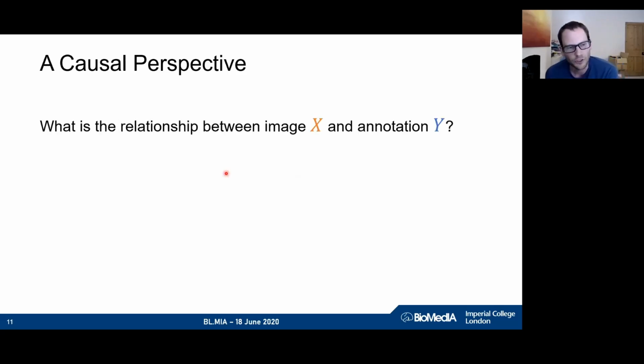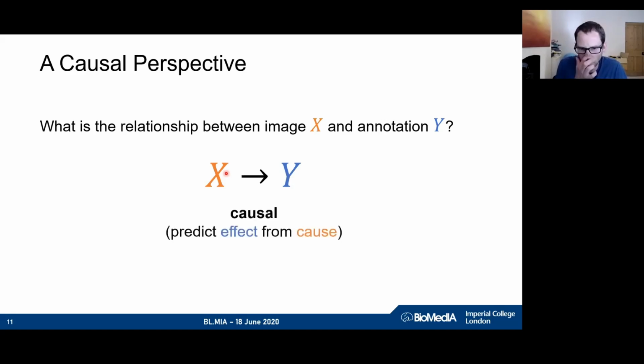So going back to imaging, we wanted to know what is the relationship between images and annotations? And interestingly, we couldn't find much literature on this. There's a little bit of literature in the computer vision domain where people talk about causal relationships between annotations and images, but in medical imaging we hadn't seen much. And interestingly, there are two scenarios. Either you have a causal relationship, right? So the image causes the label, and that means you're predicting the effect from the cause, right? Because we are still interested in this conditional distribution.